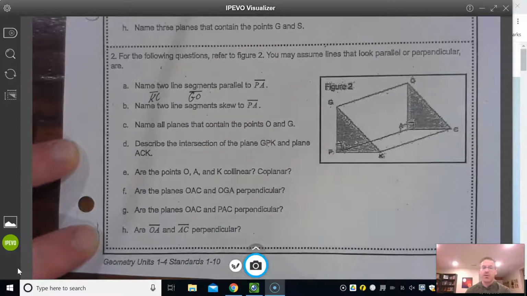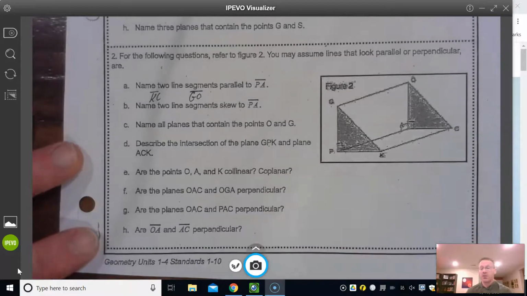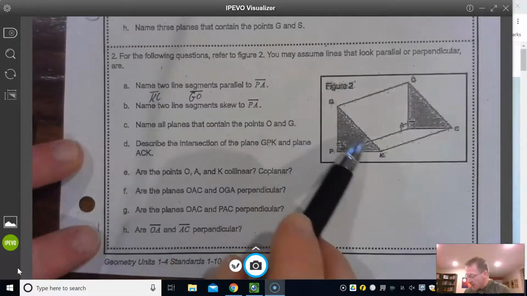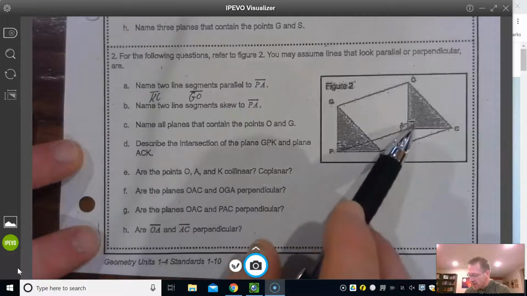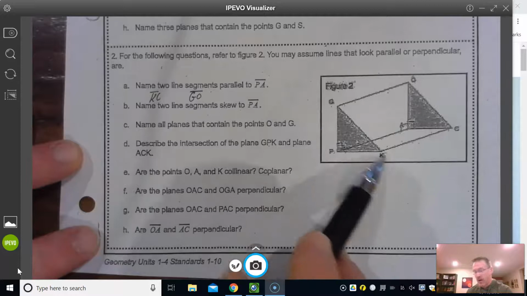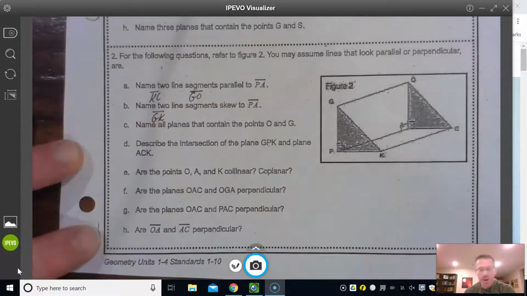All right, so now notice on part B here, we want to name 2 line segments skewed to PA. So what we want are 2 line segments that do not intersect PA, but are in different planes. All right, so I'm going to give you one here. So notice GK right here. All right, so you can see that GK is not in the same plane with PA, and we can also see that they do not intersect, right? Okay, so GK would be a line segment that would be skew.